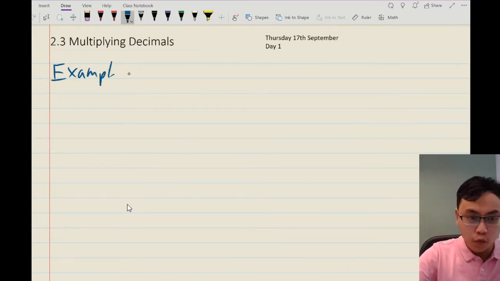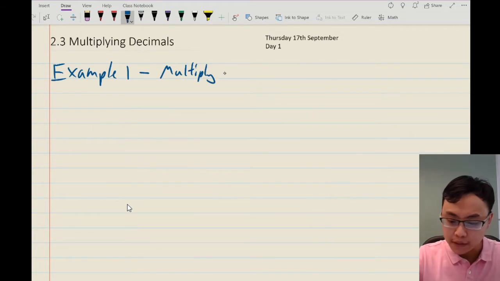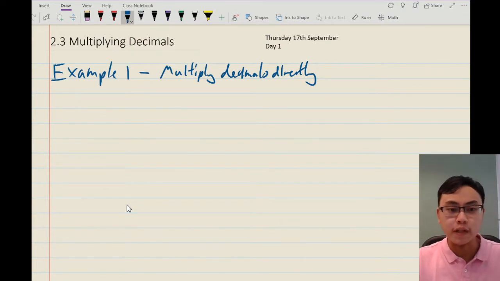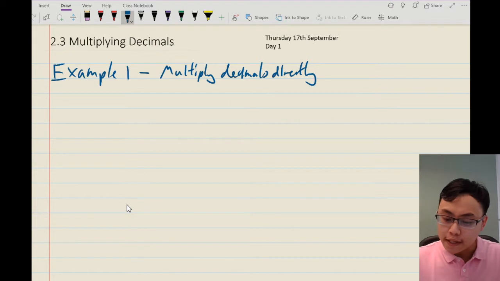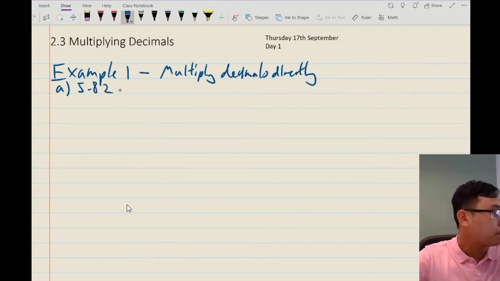Example 1. And so what we want to do is we want to multiply decimals directly. And so I'm sure we've learned this before. We've done this in grade 7, in grade 6. And so let's just continue to practice a few of this. So I'm going to do an example. Let's say we want to do 5.82 multiplied by 0.41.